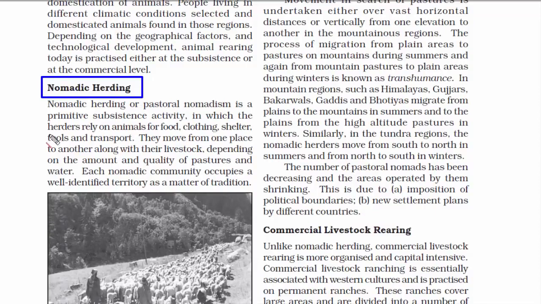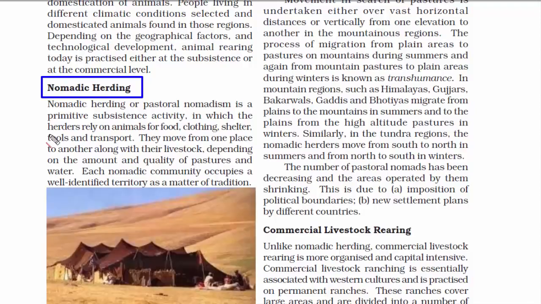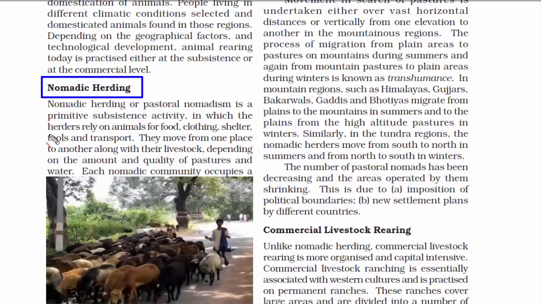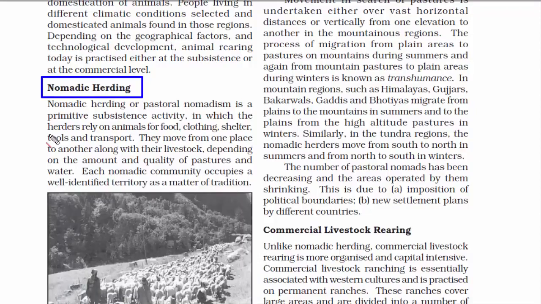Let's break down the words and understand the meaning first. Nomadic meaning living the life of a nomad. They are people who move from one place to another in search of food and shelter. And the meaning of herding is having a group of animals and then moving in a group. You must have seen on the road people moving with large group of goats and cattle. That's called herding. So the meaning of nomadic herding is they are people who move from one place to another along with their livestock or animals.